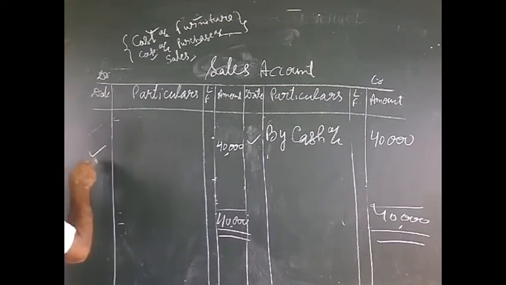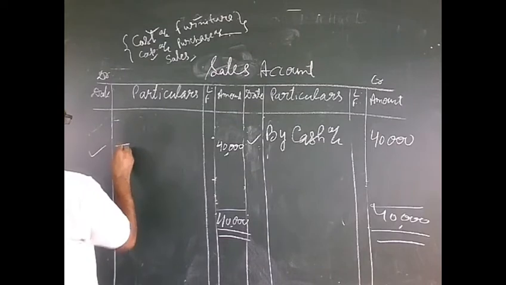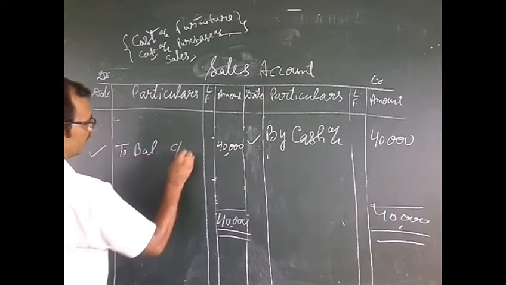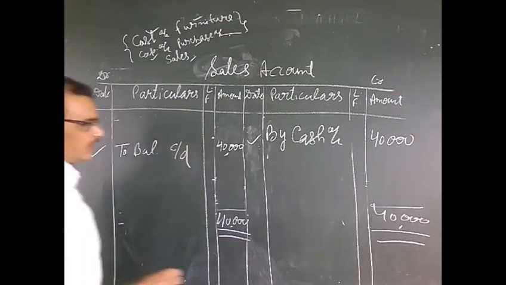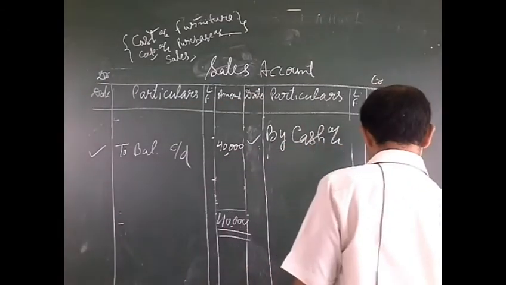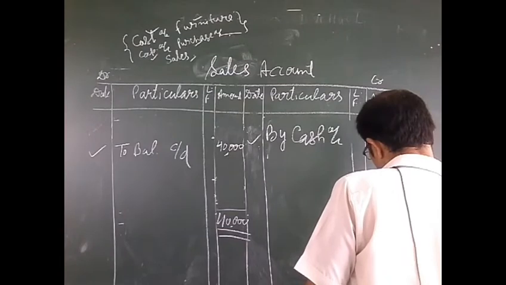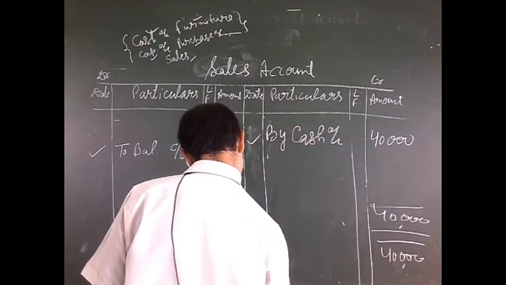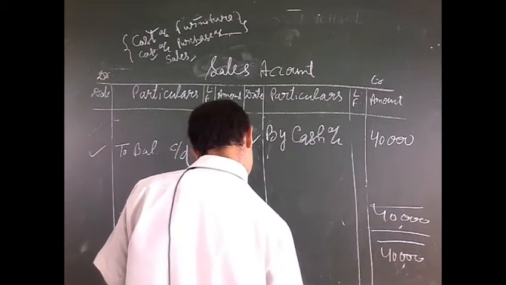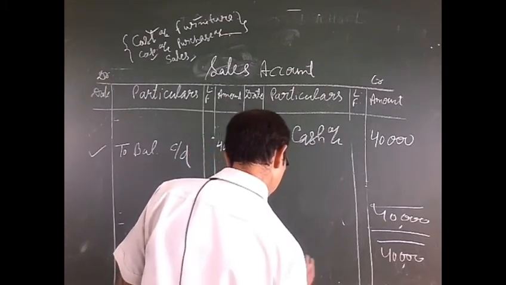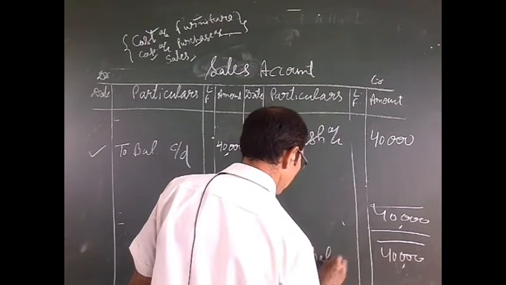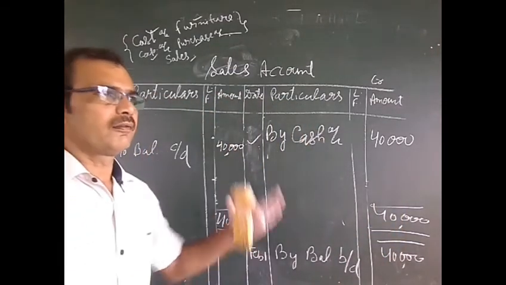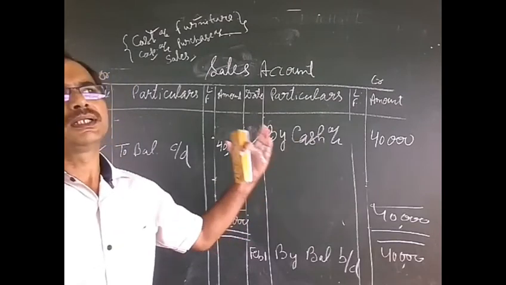It will come in the date, and we will write here to balance carried down. On the other side we will write here same 40,000, and the first date of next month will come by balance brought down. In this way, ledger posting is completed from journal.